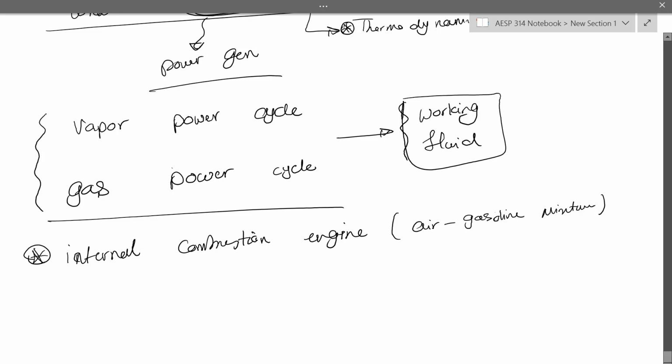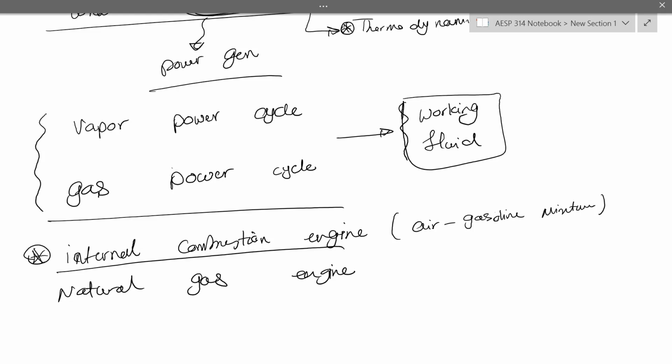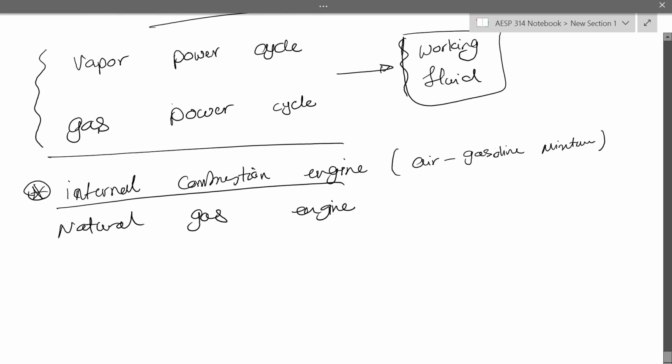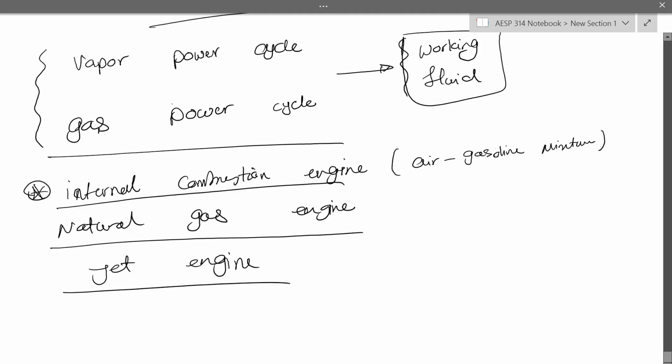What else? I might be thinking wrong, but natural gas engines? Yes, natural gas engines, but natural gas engines are essentially internal combustion engines, right? They're the same thing. That is true, though. Any other example? Jet engine, right? We're sitting in a propulsion class, so I would assume the first example that comes to your mind is a jet engine.